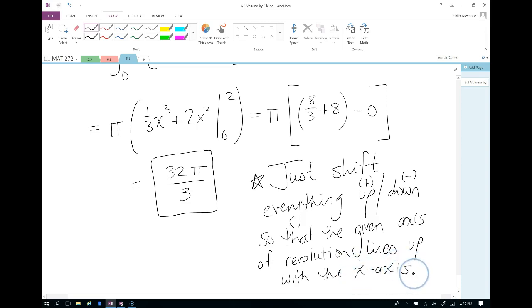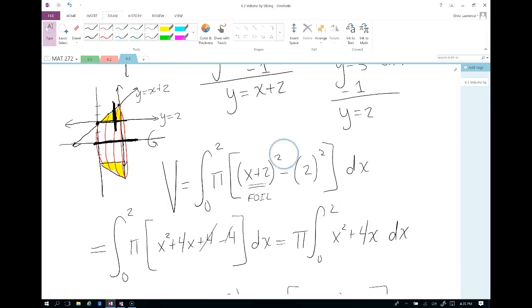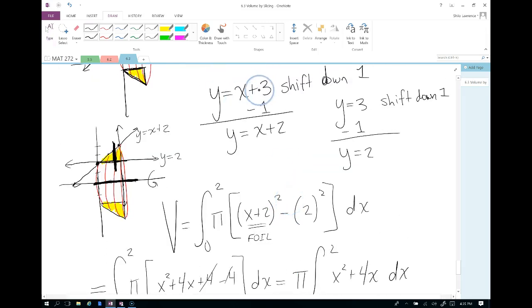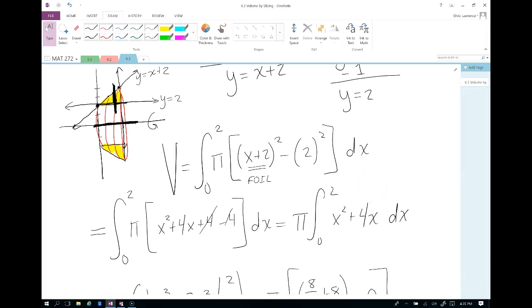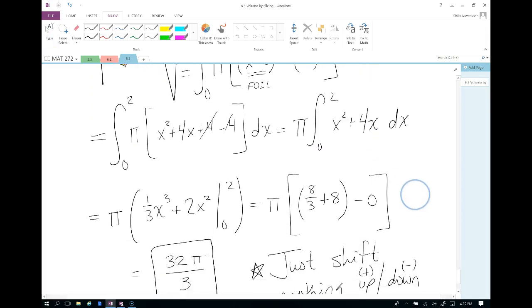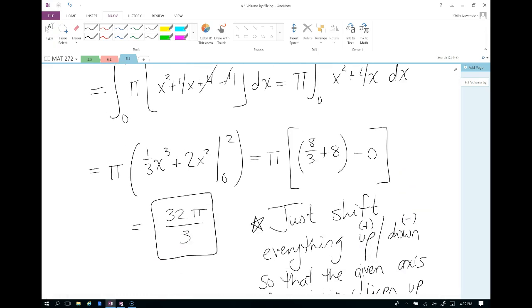So I did that before I set up my integral. I like to do that first. So I shifted my x plus 3 down, that got me x plus 2. I shifted my y equals 3 down, that got me y equals 2. Now I've got the two functions that I can use and set up in my washer method formula and square and subtract. And we get 32 pi over 3.